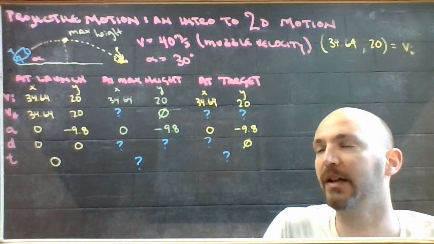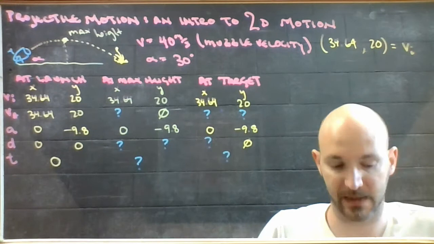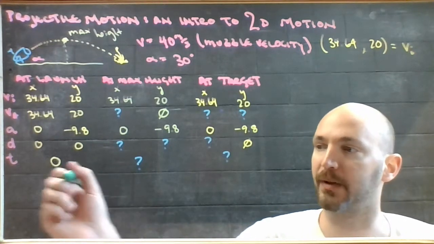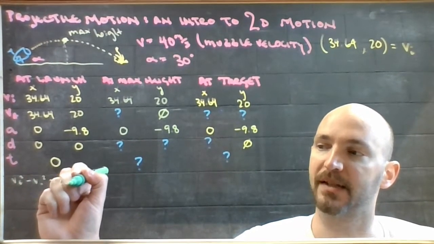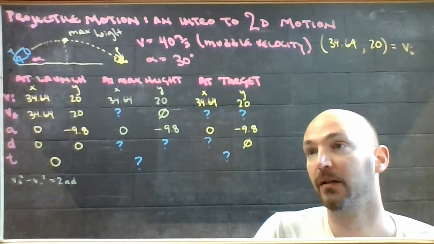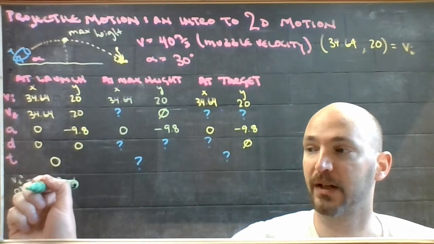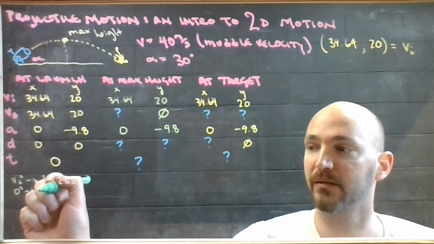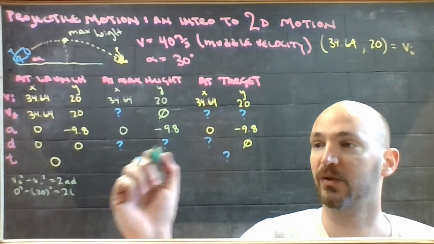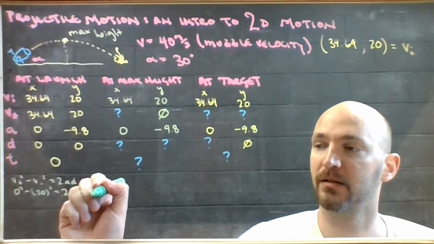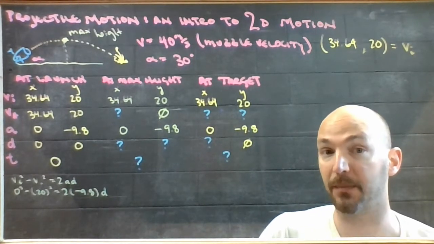Let's see, I need the equation that connects distance with initial speed, final speed, and acceleration. And if you go back to the notes and you look that one up, it would be VF squared minus VI squared equals twice the acceleration times the distance. So using these numbers, final speed of 0 squared, subtract an initial speed of 20 squared equals 2 times the acceleration, which is negative 9.8, multiplied by the distance. Now I've successfully eliminated all of the letters except for the distance.